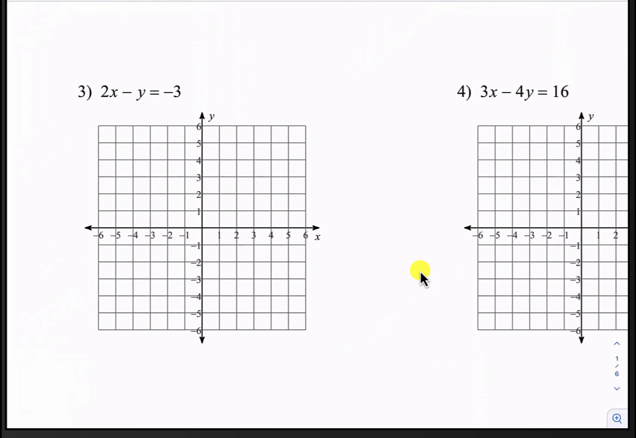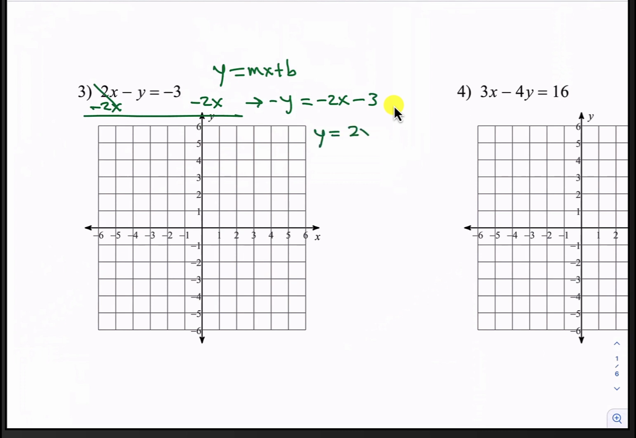Alright, here's number 3. To get that into slope-intercept form, the first thing we'll do is subtract 2x from both sides. The 2x's will cancel over here, and that would give us negative y equals negative 2x minus 3. Now we'll get rid of the negative 1 by dividing by negative 1 everywhere. When you divide everything by negative 1, it just changes all the signs. So y equals positive 2x plus 3.